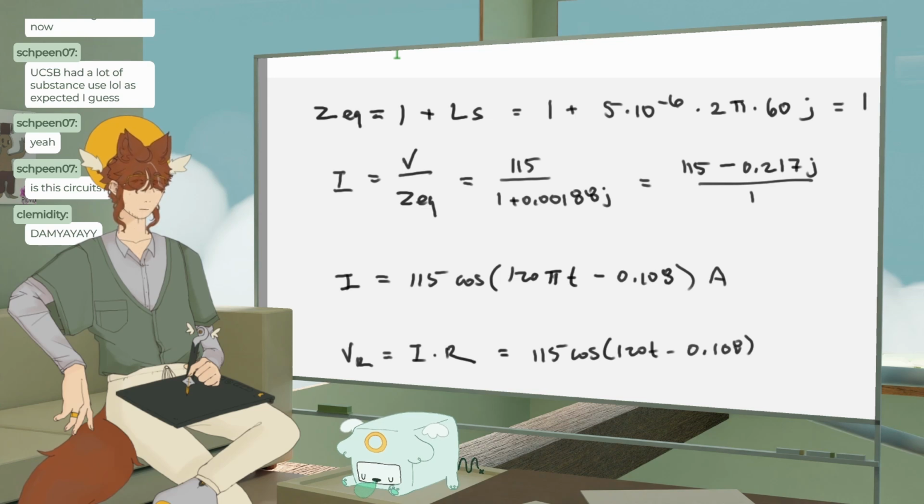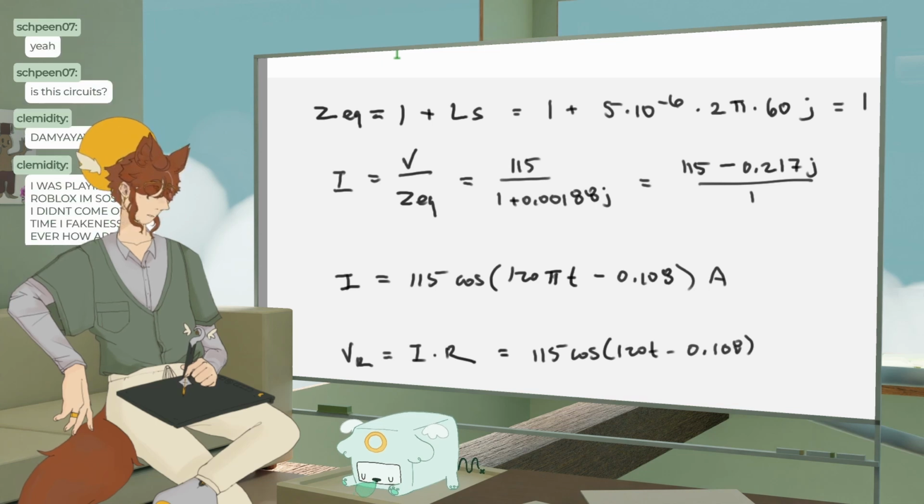I'm trying to stumble through. I don't really know why this is not working. Ohm's law. VR is equal to R times I. Oh wait, should I be using the Z?